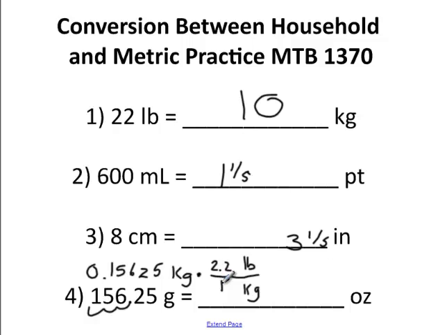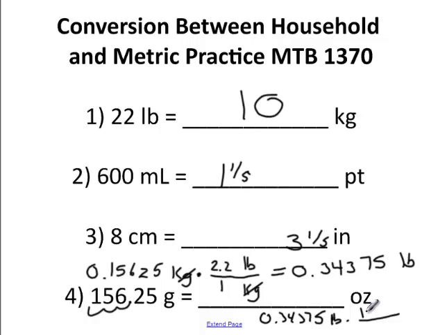So if we go 0.15625 and times that by 2.2, our kilograms would divide out and we would get 0.34375 pounds. But our answer wants ounces. But we know in a pound there are 16 ounces. So we would have to take 0.34375. We wouldn't want to round until the very end. That's in pounds. We want to times that by there are 16 ounces in 1 pound. The pounds would divide out. We're timesing by 16. We get 5.5.